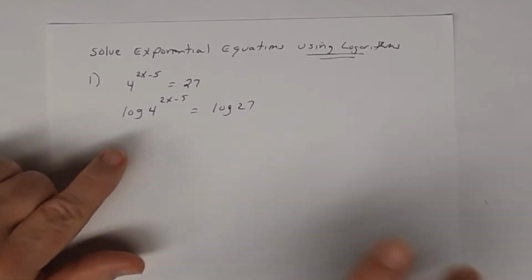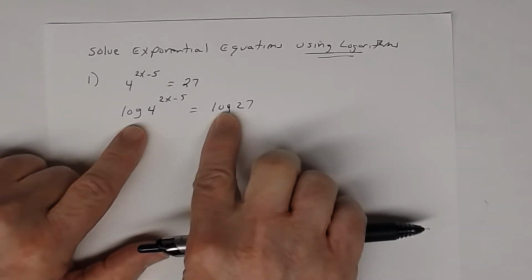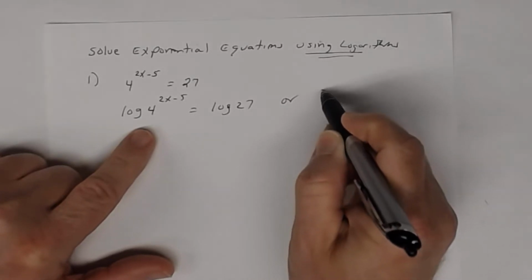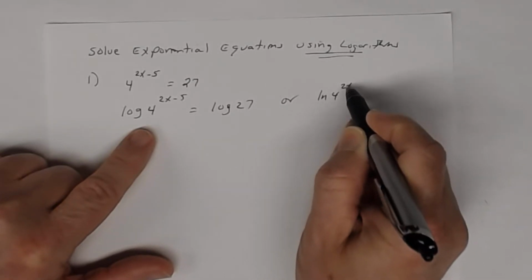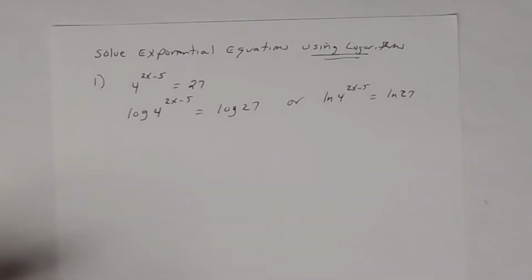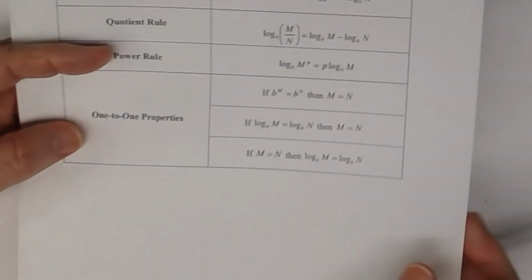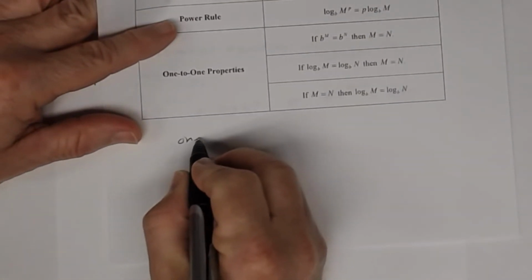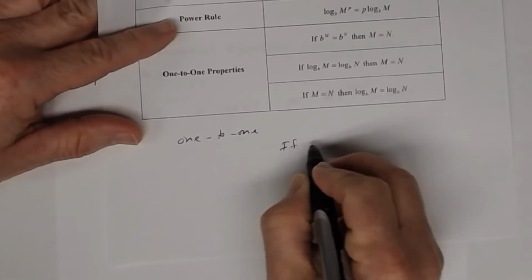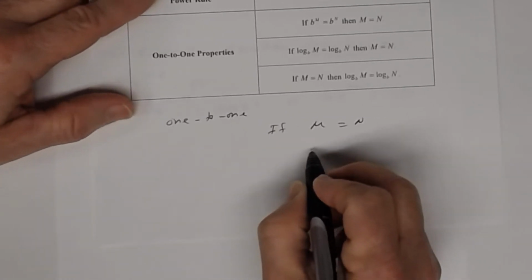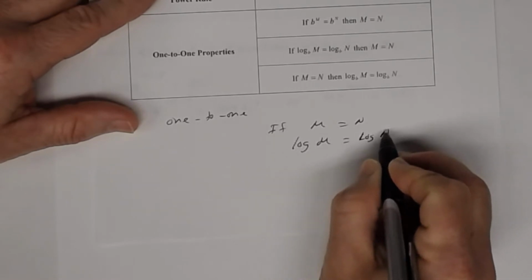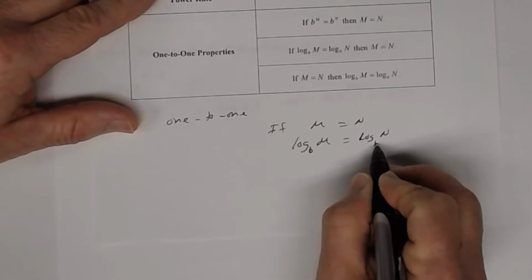Just another reminder, I took the log of both sides, right? Someone else could have taken the natural log of both sides. It does not matter, because remember that one-to-one property says that if m equals n, then I can take the log of both sides, regardless of what the base is.